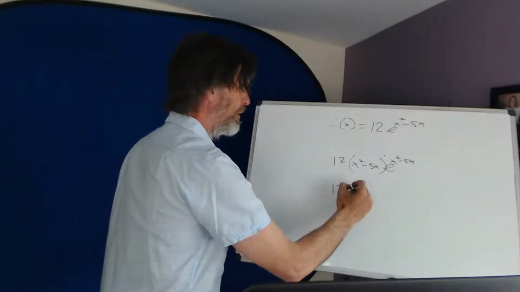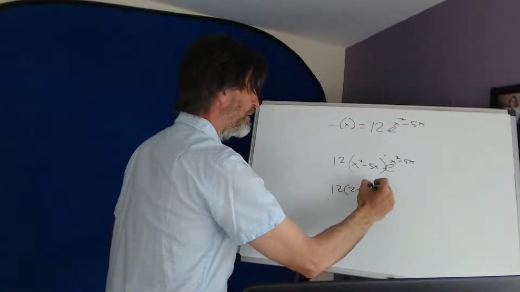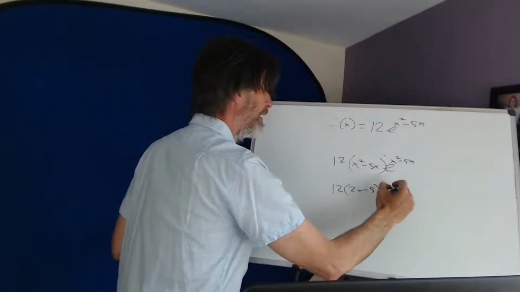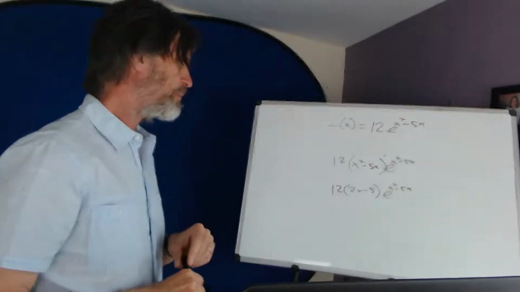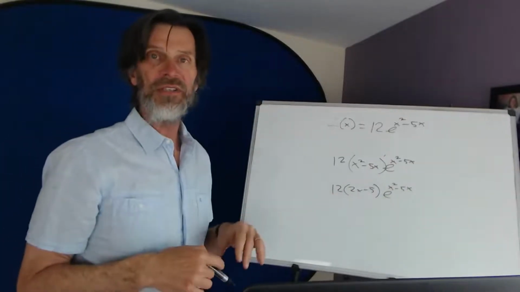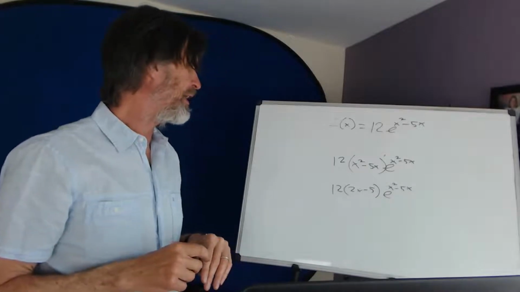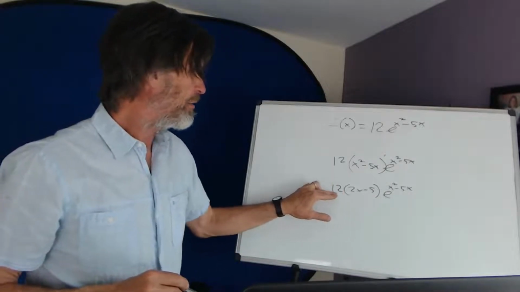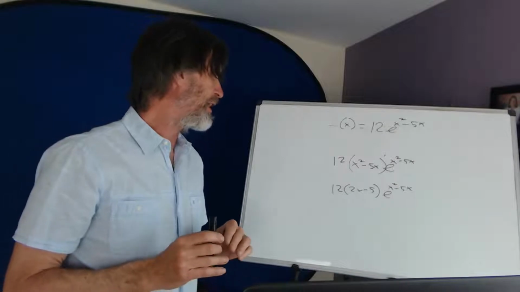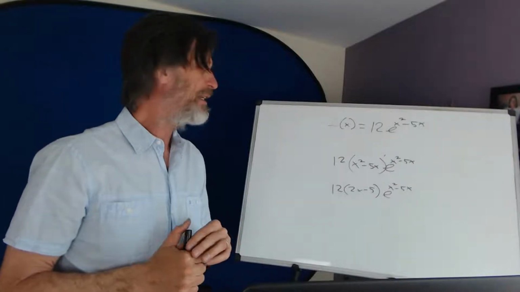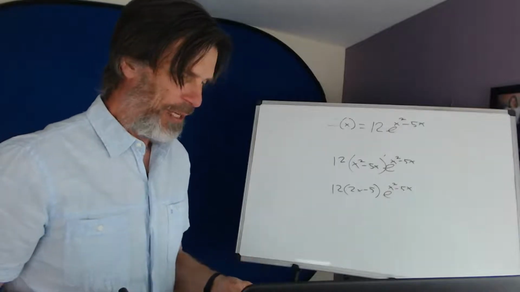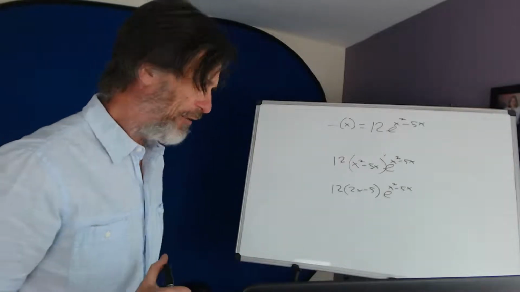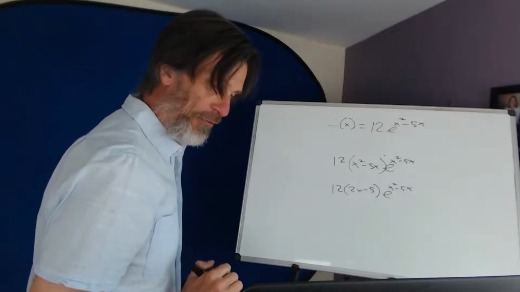So 12 times (2x minus 5) times e to the x squared minus 5x. So that's one of the two ways this answer could show up on the final. The other way, I think maybe someone would have multiplied the 12 through and had 24x minus 60, e to the x squared minus 5x. Those would be the two anticipated solutions that I would get. All right, so there's our first chain rule.